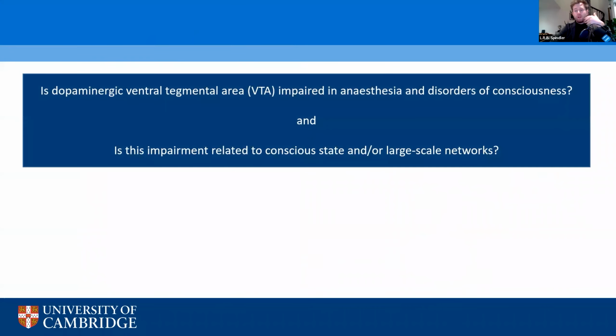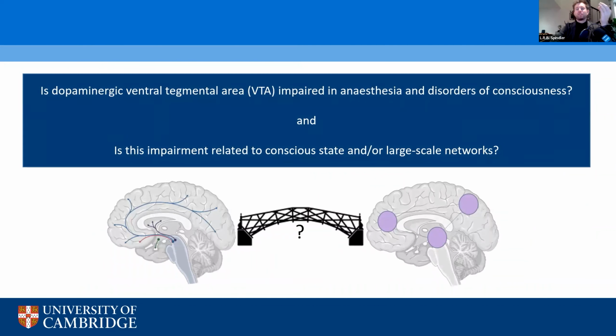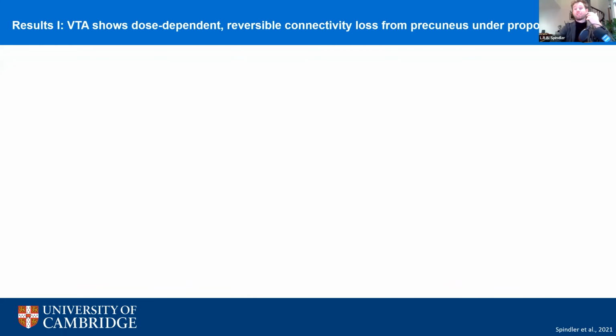So just to repeat our overarching question, we wanted to know whether there is a dopaminergic parallel between sedation and disorders of consciousness that converges on the ventral tegmental area, and whether that may be a feasible mechanism for these large-scale network dysfunctions.